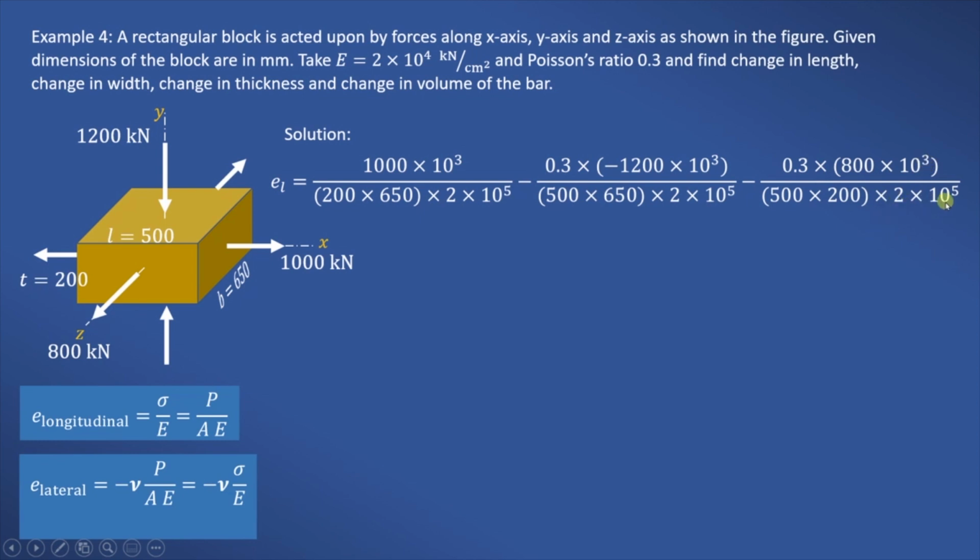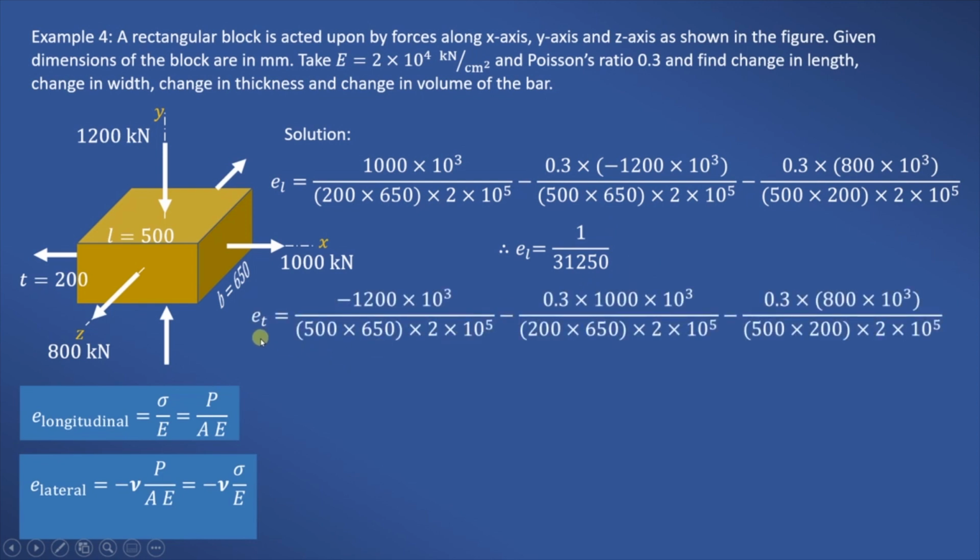2 into 10 raised to 5 is Young's modulus, and in P upon AE, A is the cross-sectional area. Now with reference to the 800 kilonewton load, or with reference to the Z axis, cross-sectional area is 200 into 500. Watch here, this is the cross-sectional area. So simple. Strain in dimension along the x-axis is longitudinal strain for the 1000 kilonewton load, and with reference to the other two loads, it is lateral strain. So this is net strain in length, 1 divided by 31250.